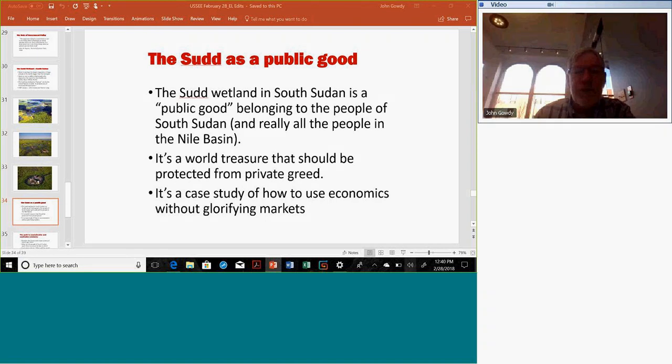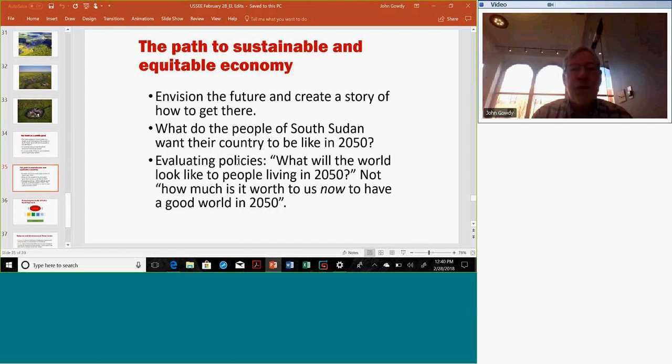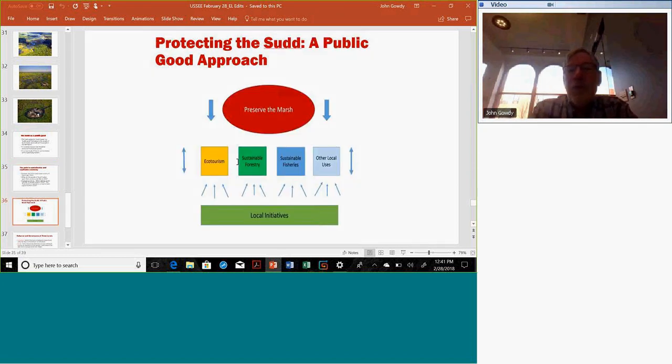So we have this case study of how to use markets as economics without markets. So the question is, what kind of future do the people of South Sudan want? What do they want their country to be like in 2050? Really, what will it look like to the people living there in 2050, for example? Is it worth it now to have a good world in 2050? The question is really within the frame of standard economic theory, with discounting, a discounted future, and decisions at the margin and so on. This is a diagram we came up with.